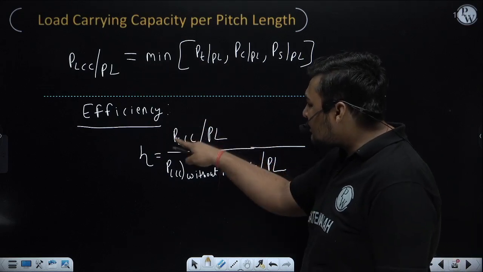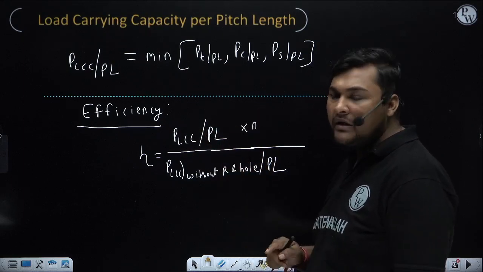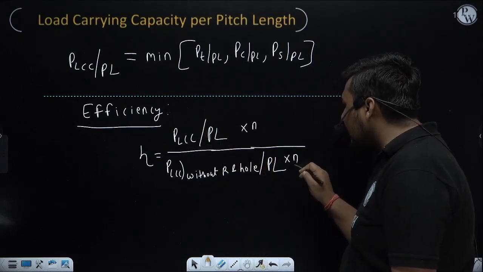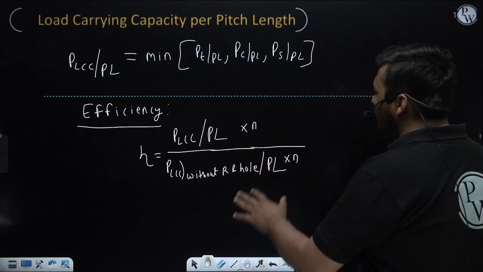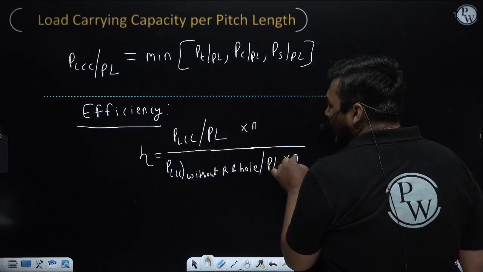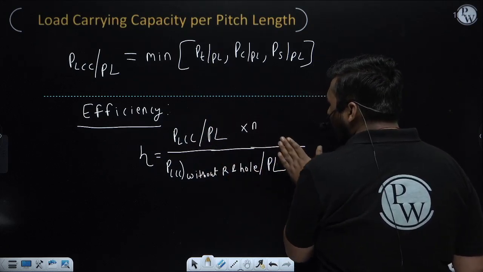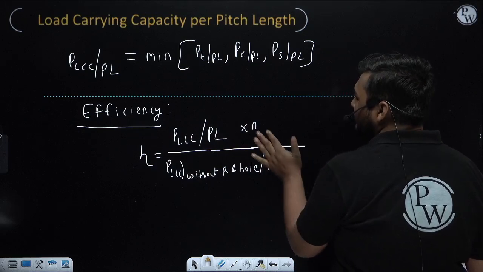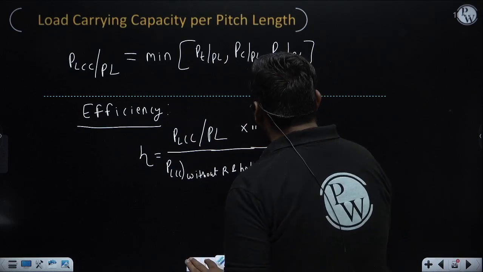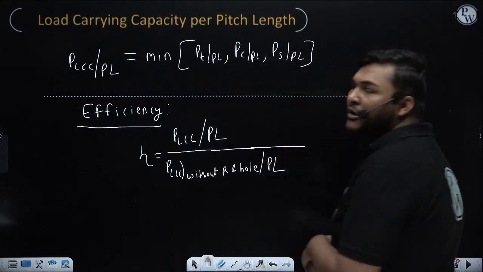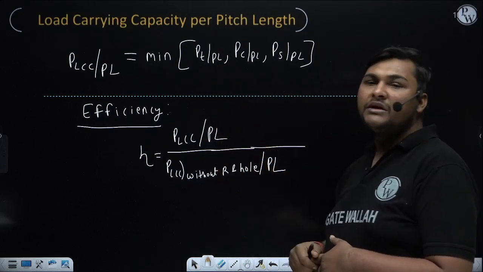Because if in this expression you multiply small n, the number of rivets in each row, you will get the total load carrying capacity. Again, in the below expression, if you multiply small n, you will get the total load carrying capacity without rivet and hole. So this n and that n are the same, and they cancel each other. Since it is getting cancelled, this efficiency will not depend upon the value of n, because n is coming on the above side and on the below side, so this term will get cancelled. So if in the exam efficiency is asked by the examiner and the number of rivets in each row is not mentioned, in that case calculate the actual load carrying capacity per pitch length and the load carrying capacity without rivet and hole.